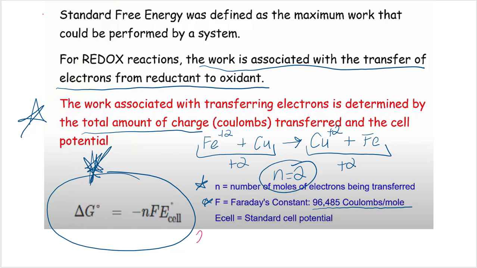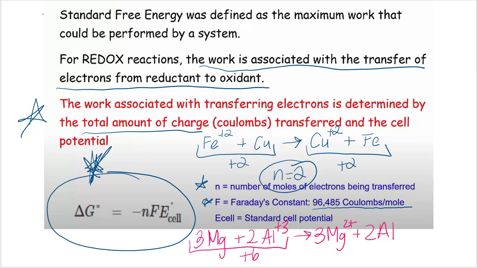Here's another example. If I had 3 magnesiums plus 2 aluminum 3+ ions, converting to 3 magnesium 2+ ions and 2 aluminums. Okay, so if I look at total charge on the left, I have 2 aluminums that are plus 3, so plus 6. And total 3 magnesium plus 2s, so plus 6. So my N for this would be 6. So 6 moles of electrons were transferred in that redox reaction.